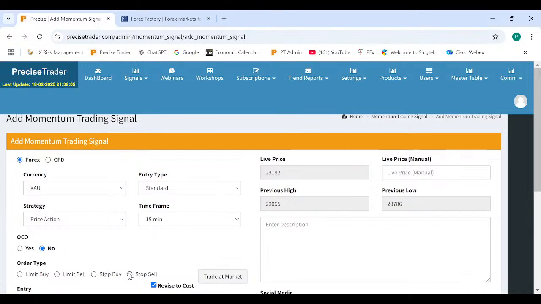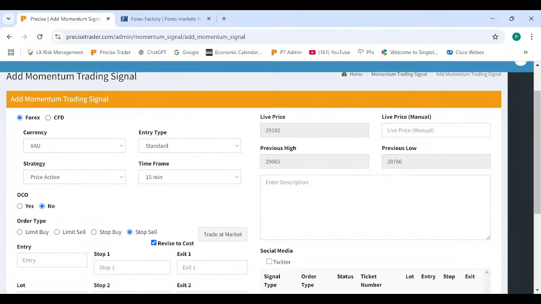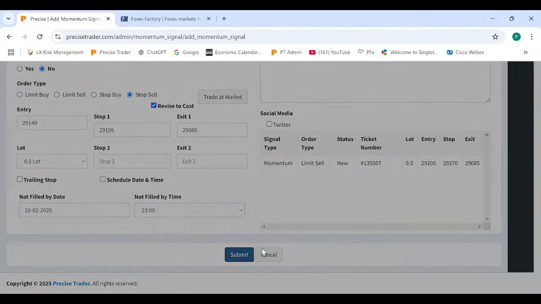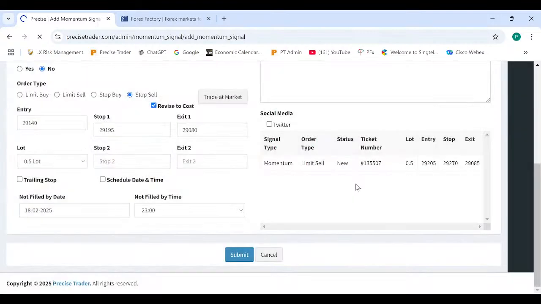Stop sell, $2914. Okay, and this one we will put a stop above the high, the current high, and this one also 2908. So this is about $6 we are looking at, and this is also, we will put maybe another 1.5 hours.